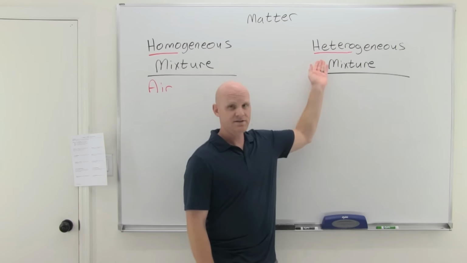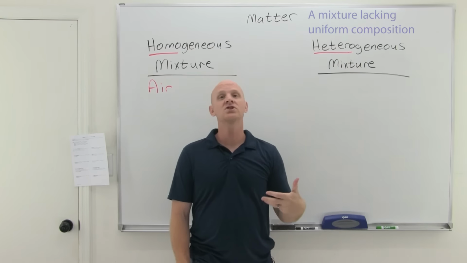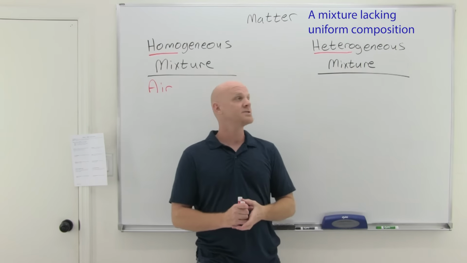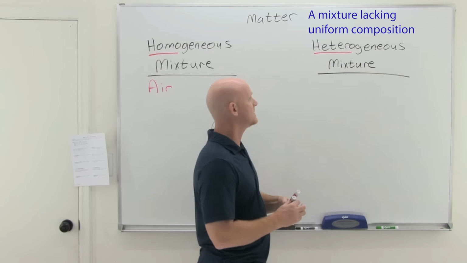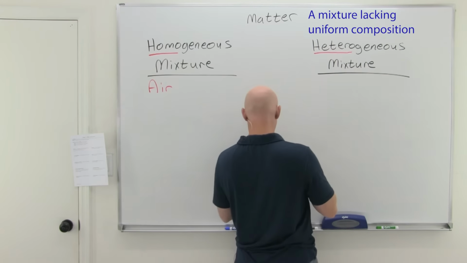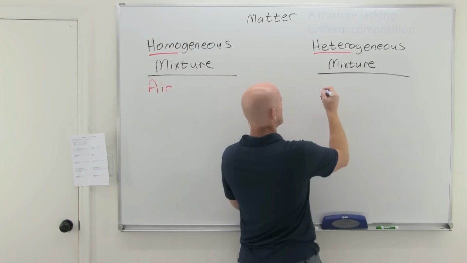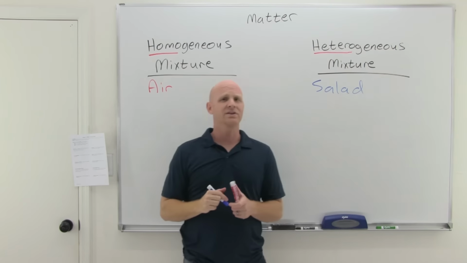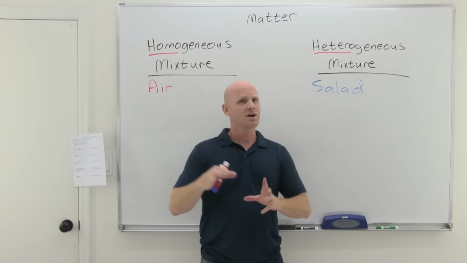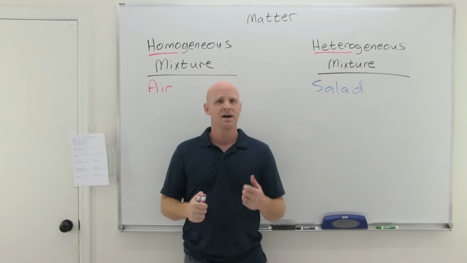Now, heterogeneous is an example of a mixture that does not have a uniform composition throughout, doesn't have the same composition throughout. So let's go with a non-chemistry example here first. In this case, let's go with a salad. If you look at a typical salad, it's got a lot of different components. It's a mixture in this case.